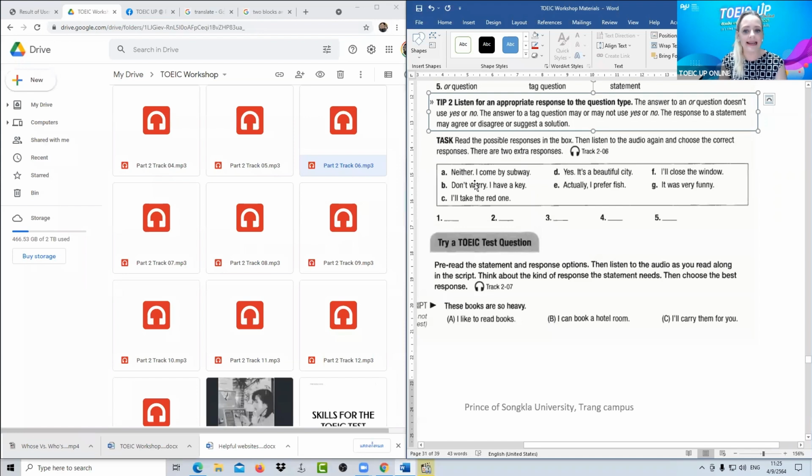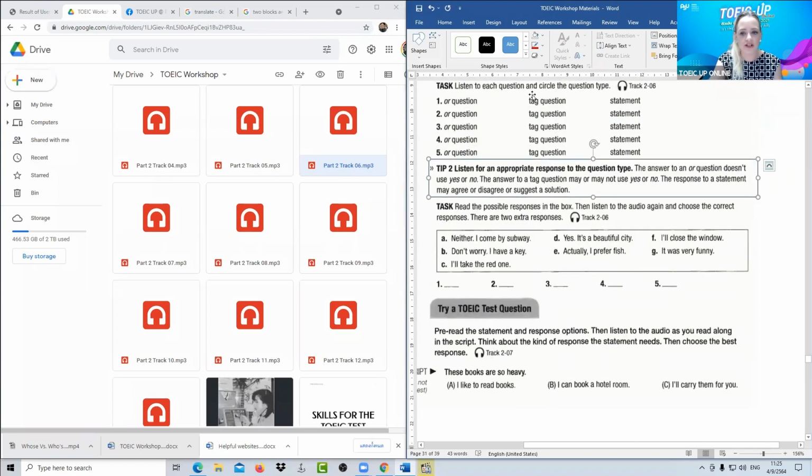So A, neither. I come by the subway. So what type of question do you think that is? Can you guess with just that? Or. Why or? Because neither means not either one of them. So if you go, do you come to school by bus or by taxi? And you say neither, I come by motorcycle, right? So it is an or question.